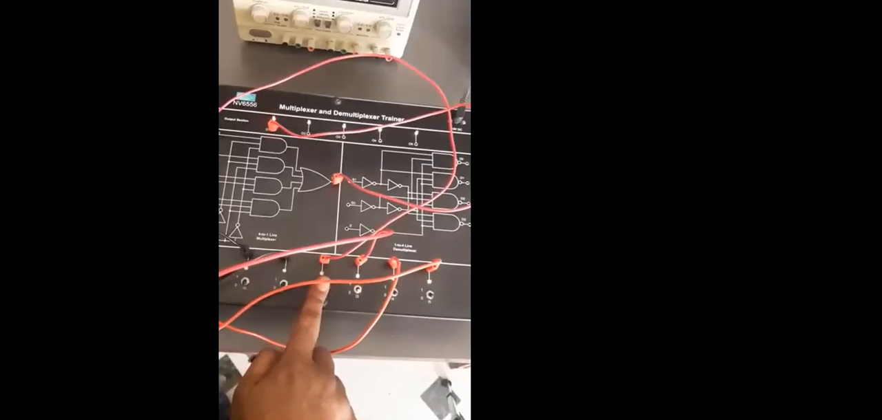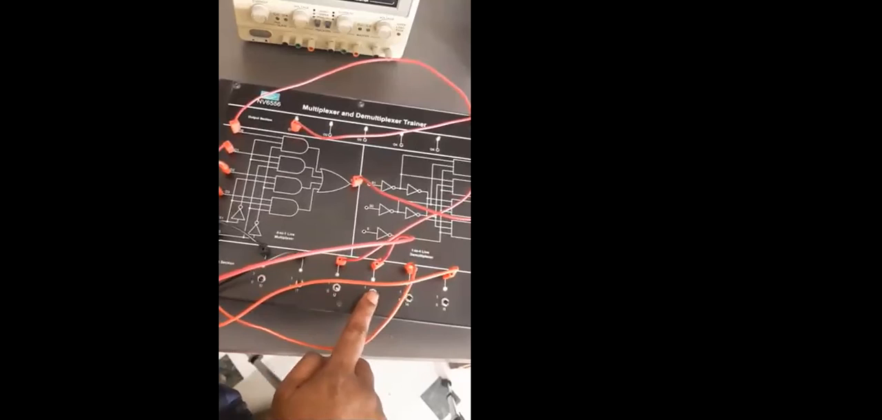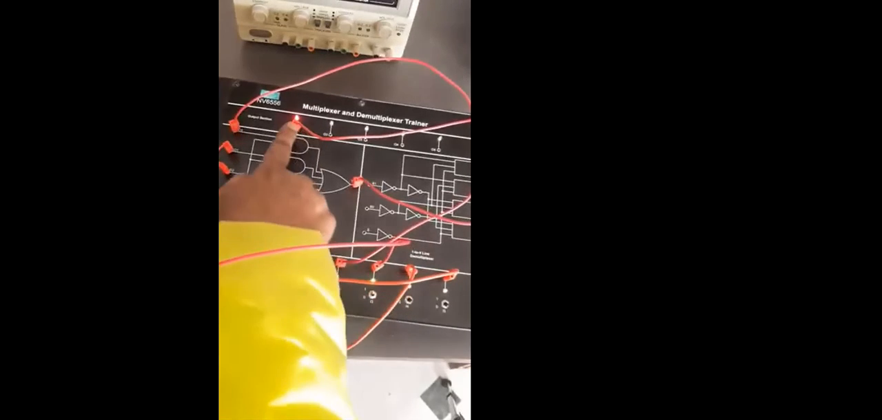See here. When we give 0, 1, now this will not work, but this will work. You can see now this one is not working, but this input line will work. You can see the LED is glowing. Here the LED is glowing. This line will not work. This will also not work.